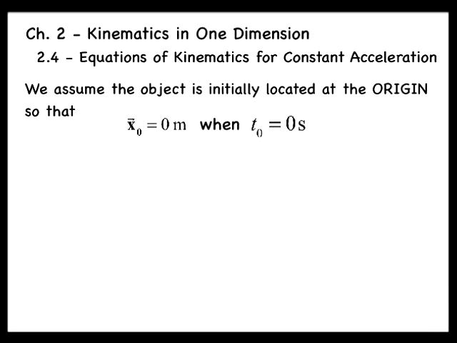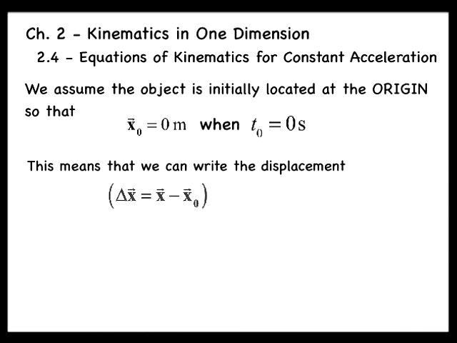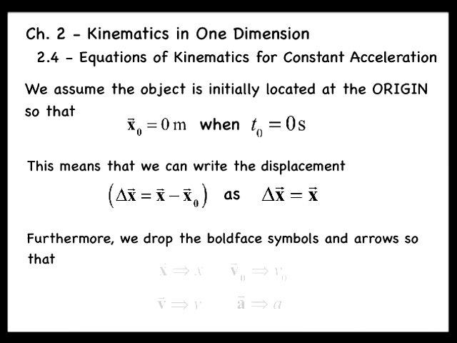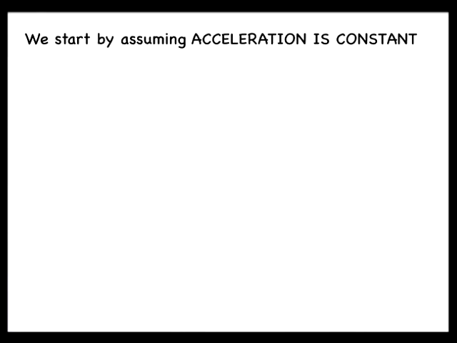Therefore, the displacement, which was given by delta x equals x minus x0, can now be written as delta x equals x. Next, we drop the bold font and vector symbols. Since we are working in one dimension, the vector or directional nature of the quantities will be indicated through positive and negative signs. We start the derivations by assuming the acceleration is constant.